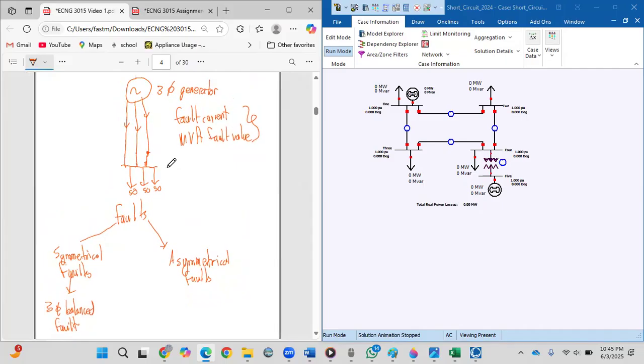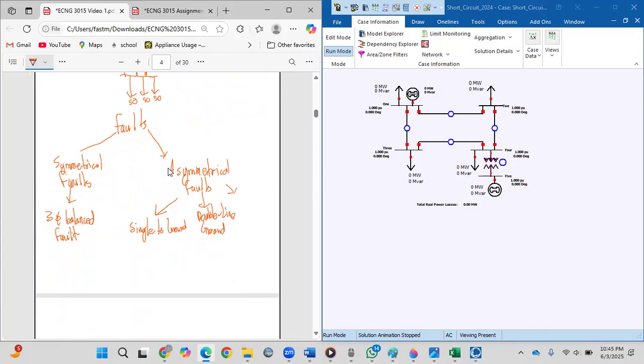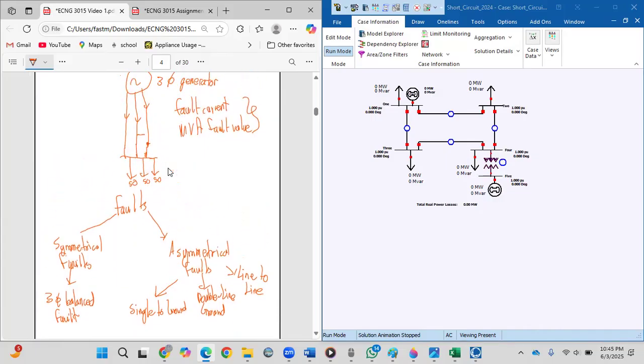And then the other ones are asymmetrical, meaning either one of the phases or two of the phases are faulted at the same time. There are types: a single line to ground, meaning one line goes to ground. The other type is a double line to ground, meaning two of the lines go to ground. And the other possibility is a line to line fault, meaning a tree fell but instead of bursting the lines, it just connected or shorted two of the lines together. Double line is two of the lines going to ground, and the single line is just one line going to ground. Those make up asymmetrical faults.